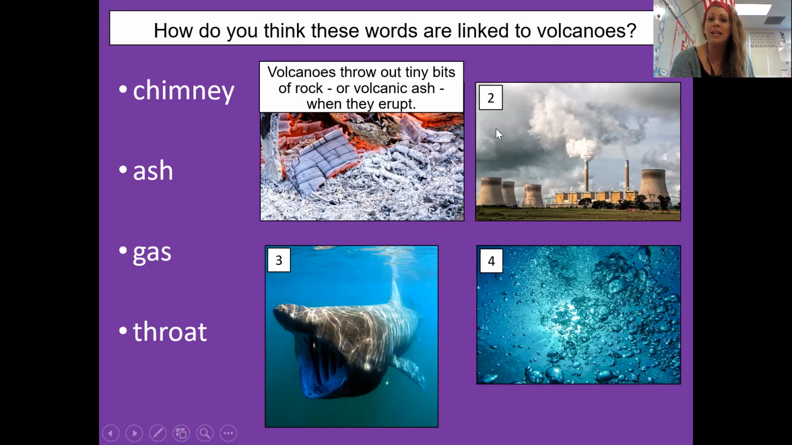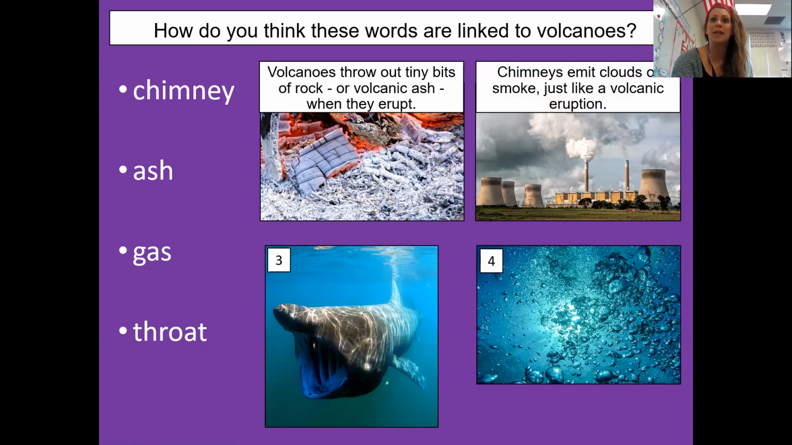All right, let's look at number 2. Which one of these vocabulary words do you think would match it? Remember, they're all related to volcanoes. Even though this is not a picture of a volcano, it is a volcano vocabulary word as well. All right, you should have one of those words in your head. Let's see if you're right. Chimney. Just like chimneys in our house, they emit clouds of smoke, right? Just like in a volcanic eruption. So the top of a volcano would look similar to a chimney.